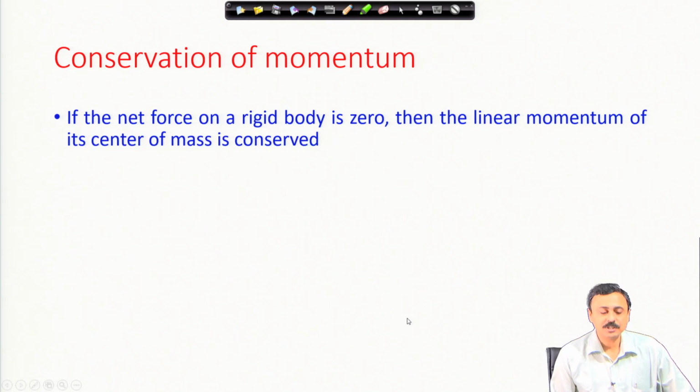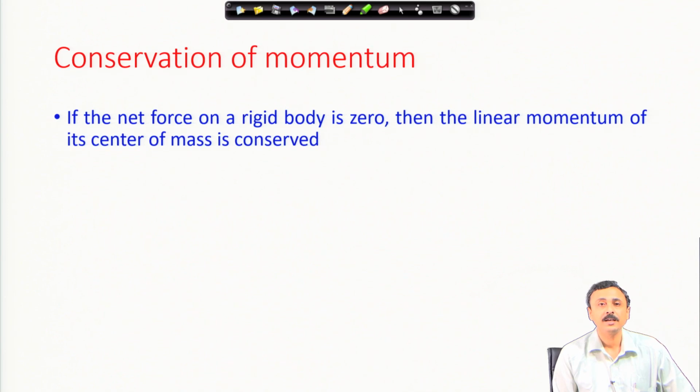Now, we come to conservation of momentum. If the net force on a rigid body is 0, then the linear momentum of its center of mass is conserved. This follows from the linear momentum equation, which we derived from Newton's second law. So, this is Newton's second law for the center of mass. This is our linear momentum equation.